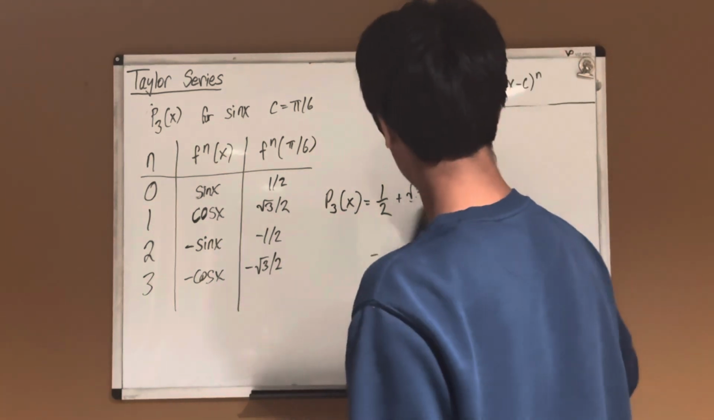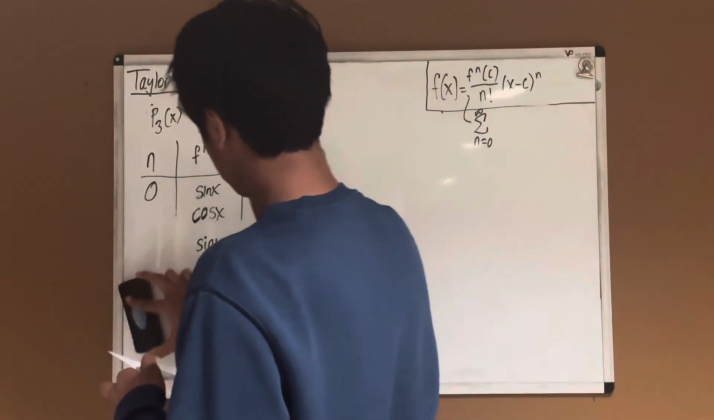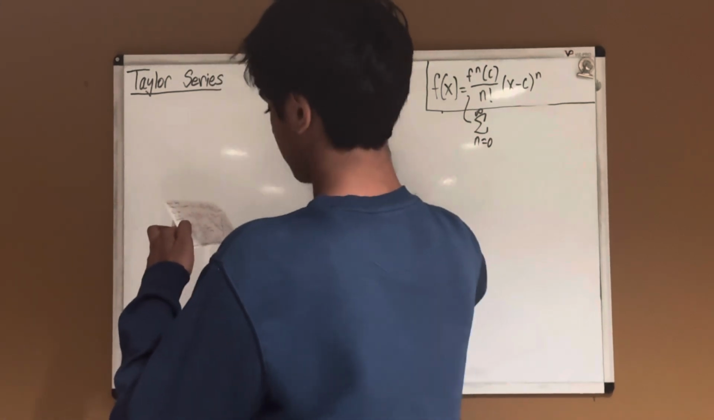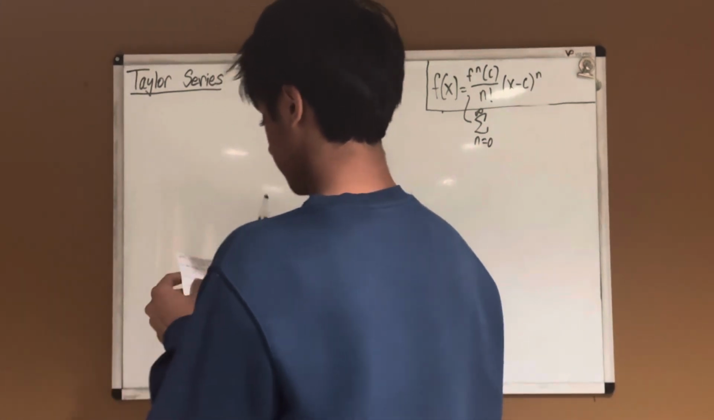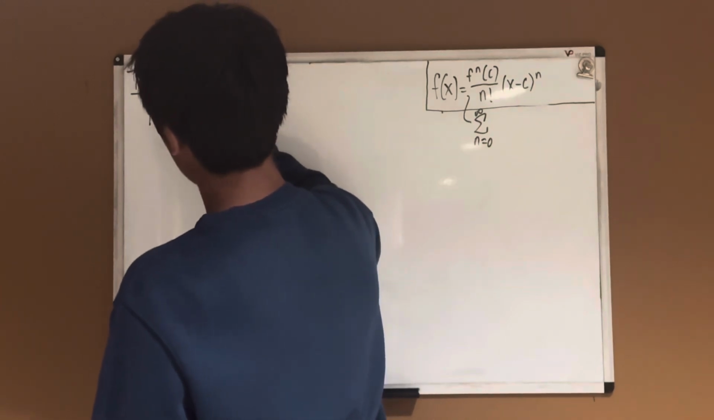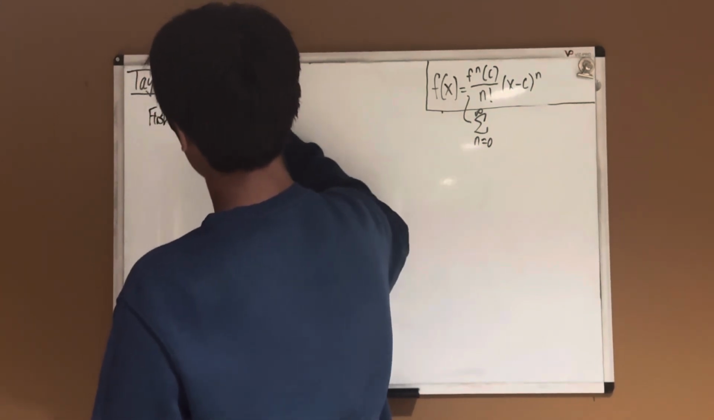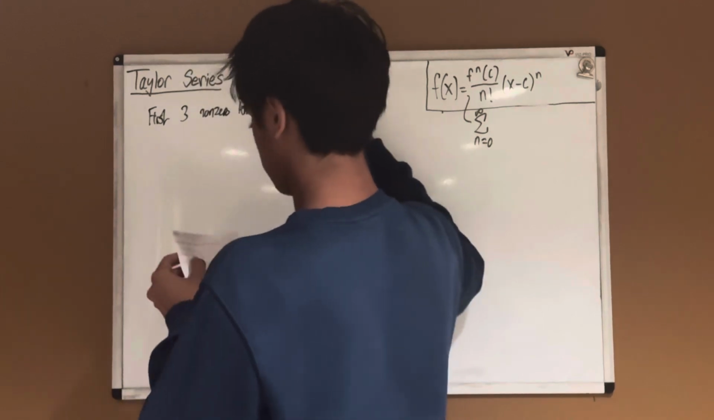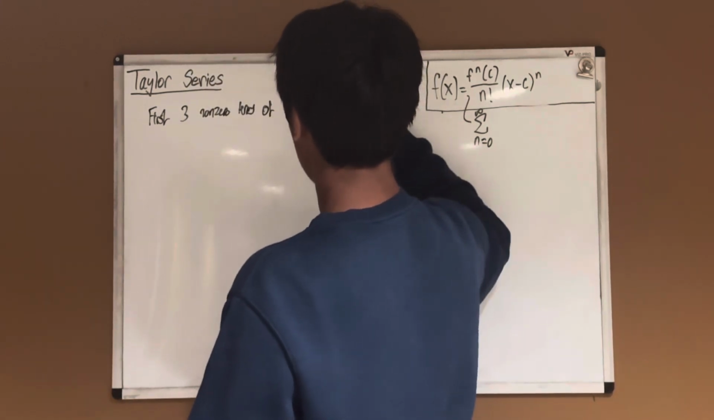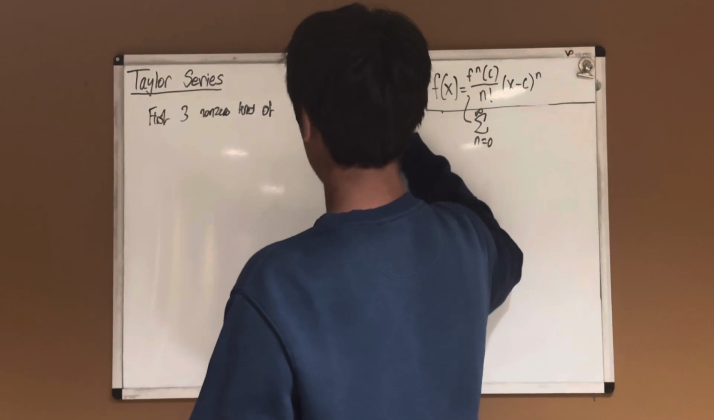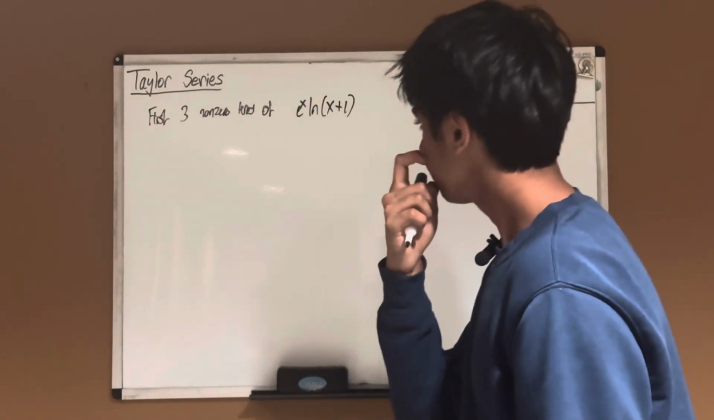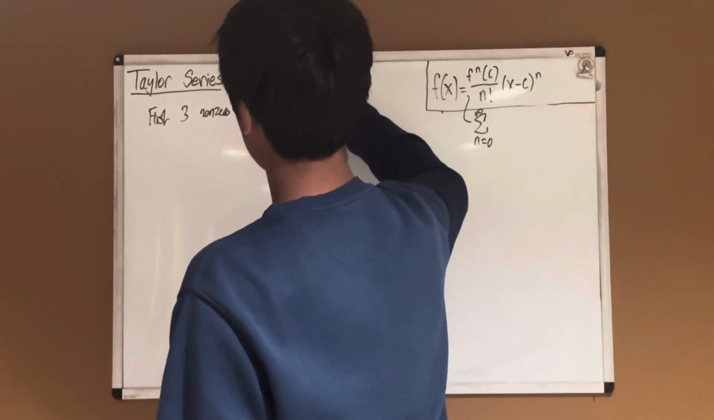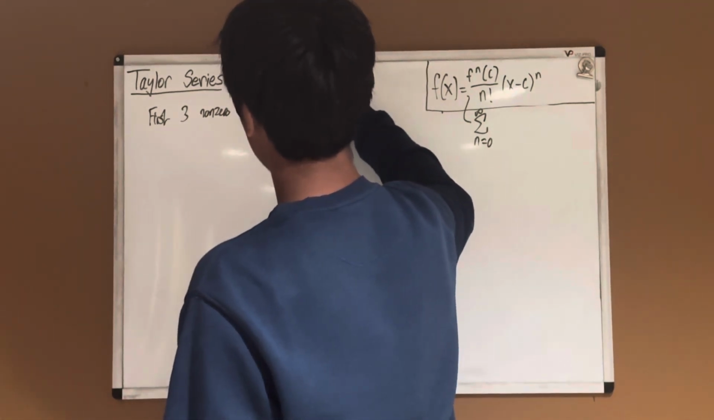Let's do one more example. For this one, let's say they're asking us to find the first 3 non-zero terms of e to the x times ln of x plus 1. So whenever we're given a first 3 non-zero terms, this is a Maclaurin series also.